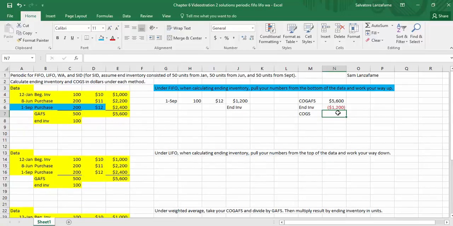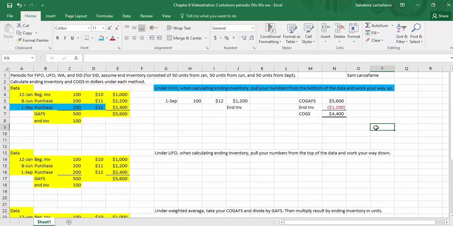Not too challenging of a math question: 5,600 less the 1,200, and our cost of goods sold result is 4,400. That's it. That's all there was to calculating FIFO. So the key was figuring out the ending inventory first and then subtracting that result from the cost of goods available for sale, and that gives us our cost of goods sold. So now let's go to LIFO.